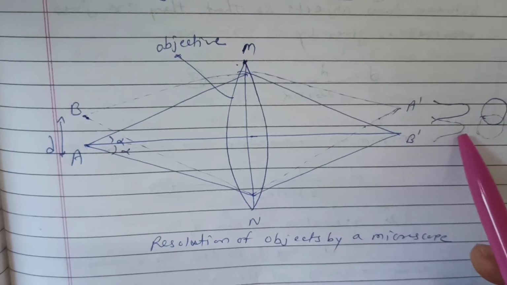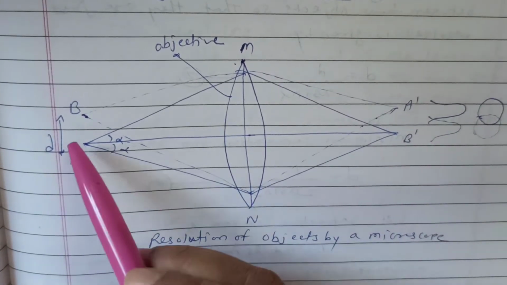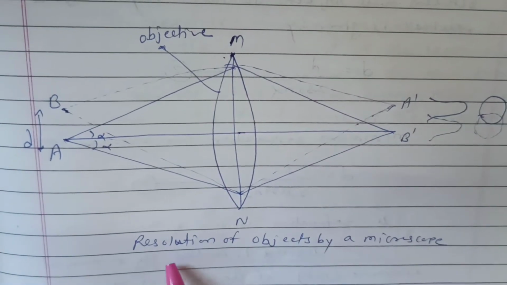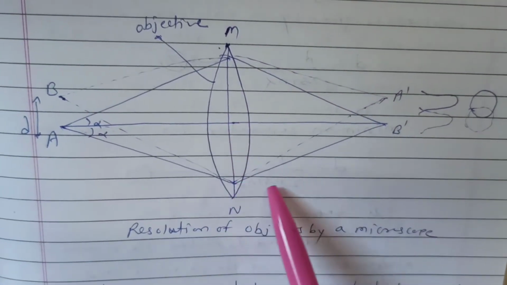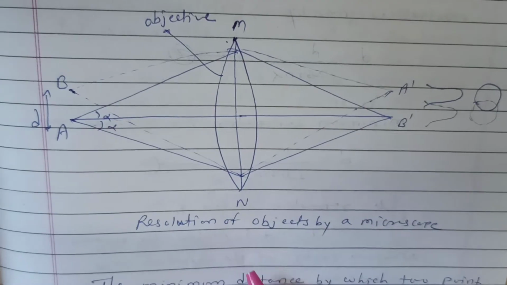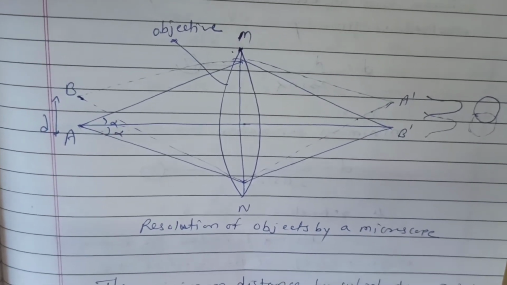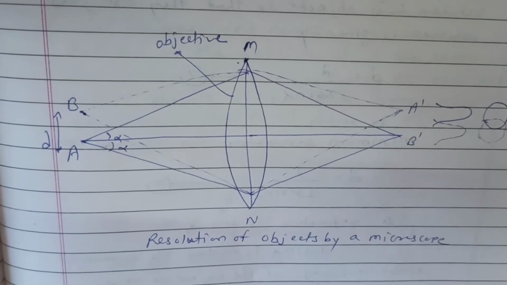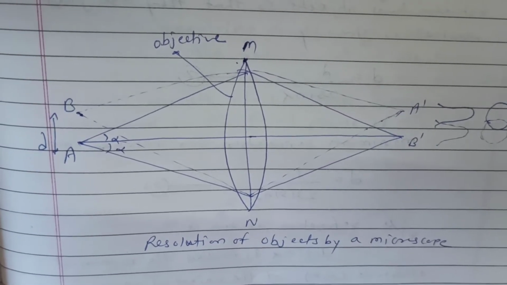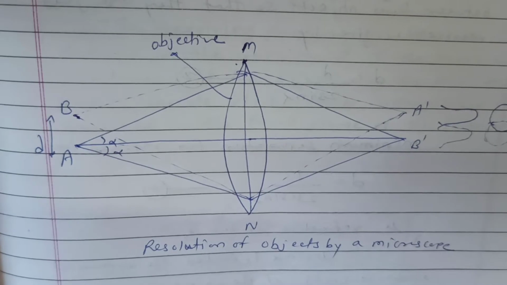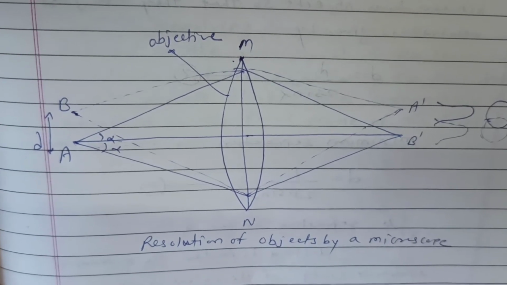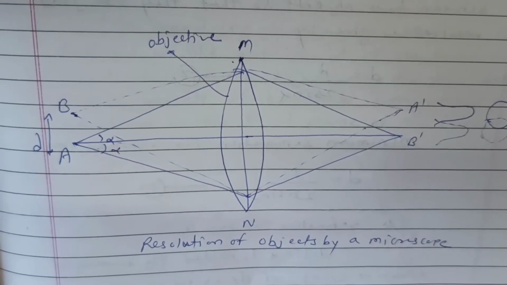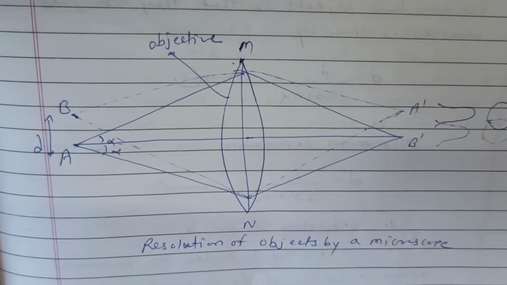So these are the images which are formed. The distance between these two objects is small d. This is the resolution of objects by a microscope. The minimum distance by which two point objects are separated from each other so that their images produced by the microscope are just seen separate is called the limit of resolution. The reciprocal of the limit of resolution is called the resolving power of the microscope.